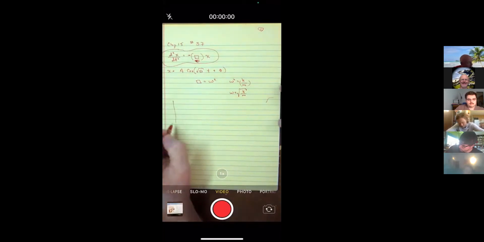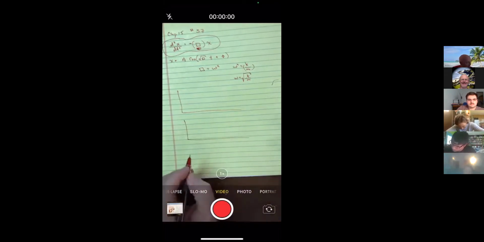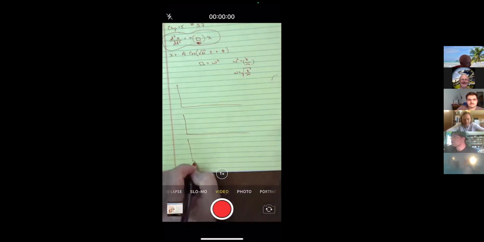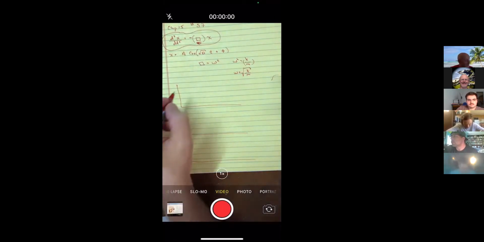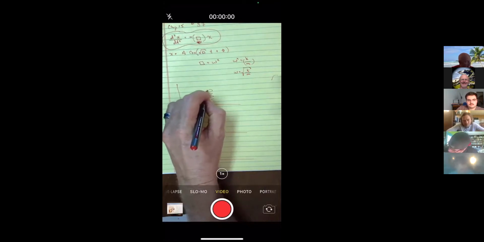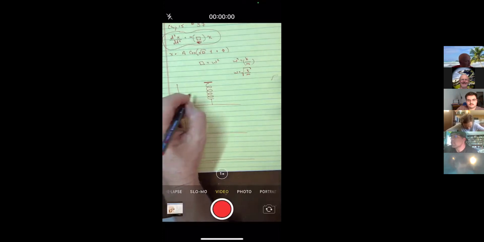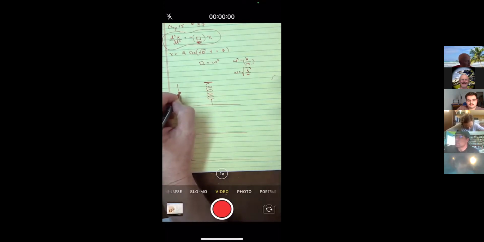So for this specific problem, I'm going to do something like this. And maybe I'll make a series of three pictures, because maybe the first thing is that I have a spring mounted vertically at its natural length.